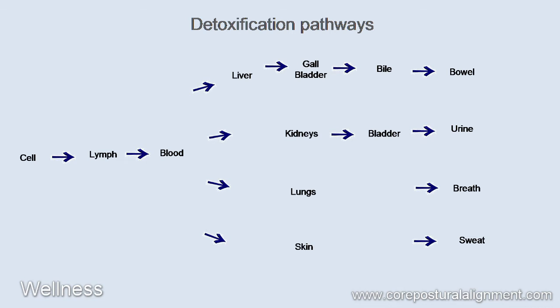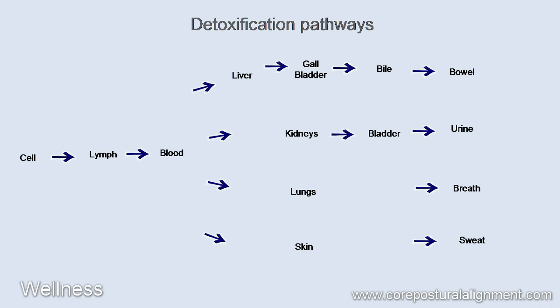Then from the blood to the kidneys and exits, and goes to the bladder and then exits. Then we've got blood to the lungs, exits, and then from blood to the skin, exits. So these pathways need to be free. And if they get blocked, for example, you get your bowel, you're constipated, you've got a bit of a blockage in your bowel, it backs up the toxicity back to the cell.